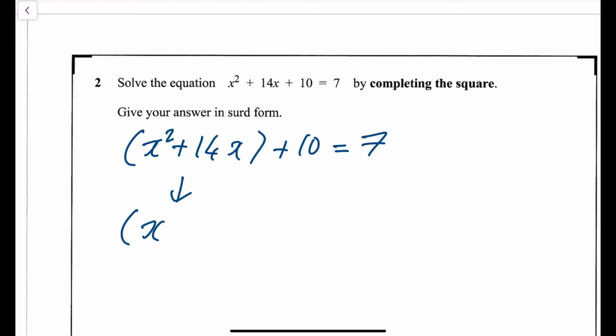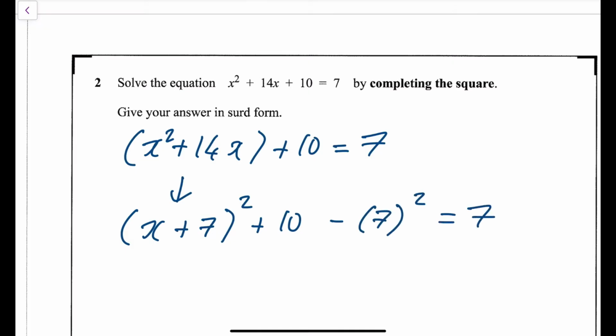You half the coefficient of the x. The coefficient of the x is 14. Half of that gives you plus 7. So that's what that becomes. But that means you have an extra 7 squared term, so you've got to remember to take that off. So that's what you've got. Then that becomes x plus 7 squared.